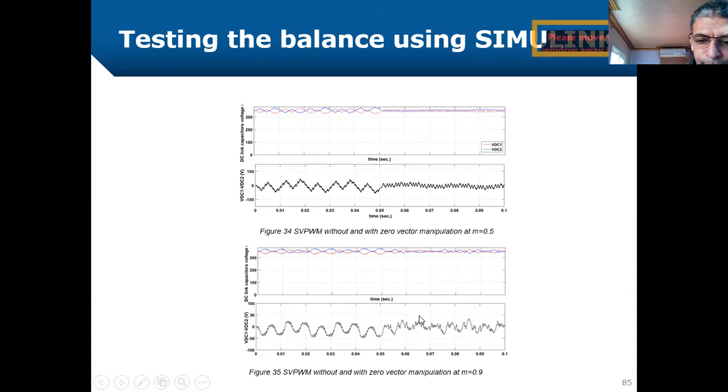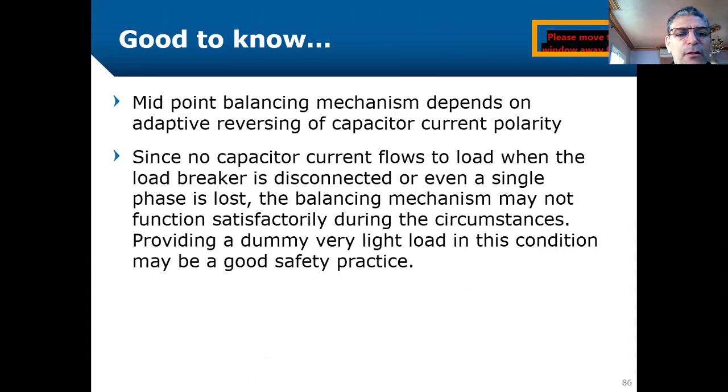This is 0.5. It's quite normal that for high modulation index, the variation band in the DC neutral point voltage is greater than for low modulation index. It's good to know that the midpoint balancing mechanism depends on adaptive reversing of capacitor current polarity. Since no capacitor current flows to the load when the load breaker is disconnected or even a single phase is lost, the balancing mechanism may not function satisfactorily in these circumstances. Providing a dummy very light load in this condition may be a good safety practice.